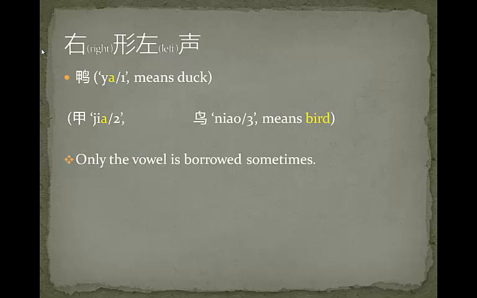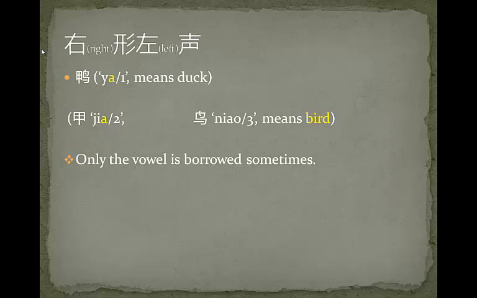Now we move on to another way of indicating pronunciation. We call it 右形左声. Okay? 右 means right. Now we shift. The right part is the meaning. The left part is the pronunciation.